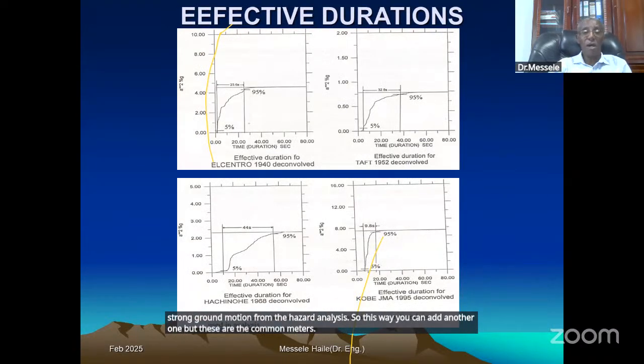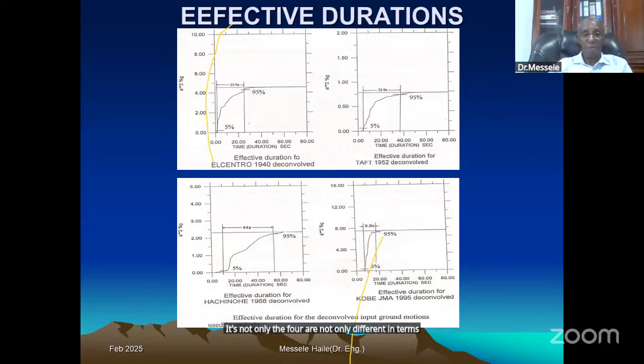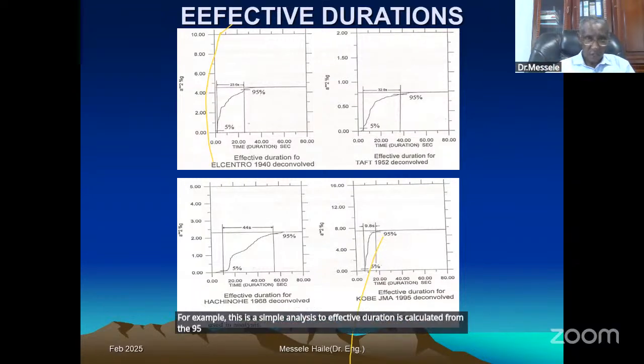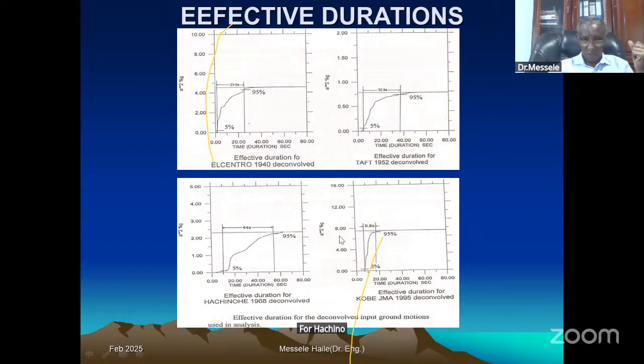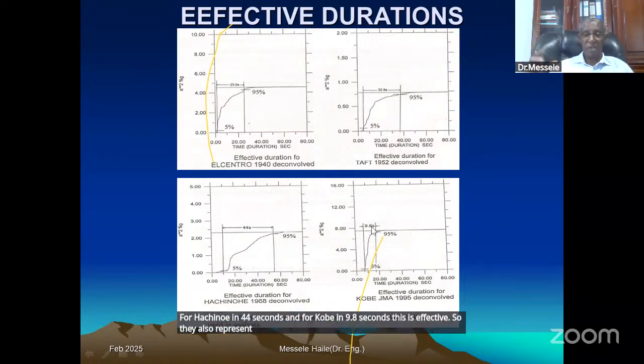The four are not only different in terms of period, which we manage, but also in energy. For example, this is a simple analysis where the effective duration is calculated from the 95% energy. The 95% energy is explained for El Centro in 23 seconds, for Taft in 32 seconds, for Hachinohe in 44 seconds, and for Kobe in 9.8 seconds. So they also represent different effective durations.